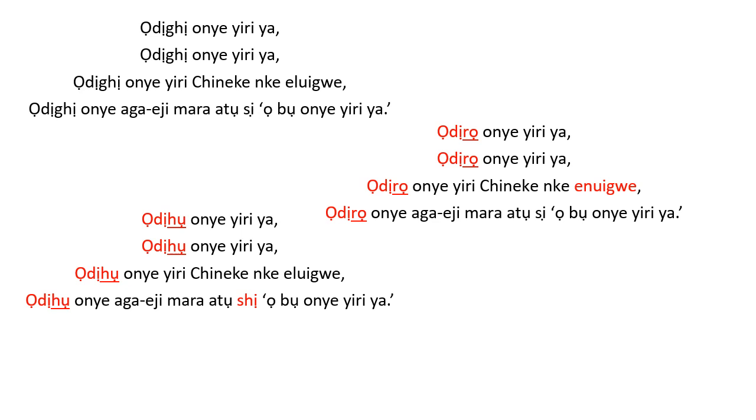Ọ dịghị onye yiri ya, ọ dịghị onye yiri ya, ọ dịghị onye yiri Chineke nke eluigwe, ọ dịghị onye a ga-eji mara atụ sị ọ bụ onye yiri ya.